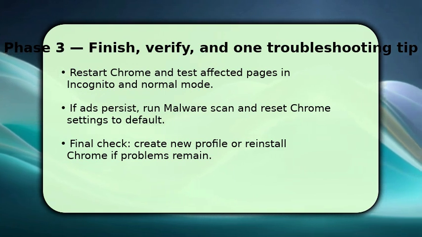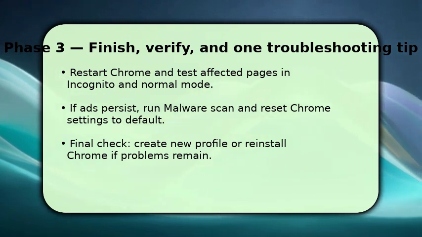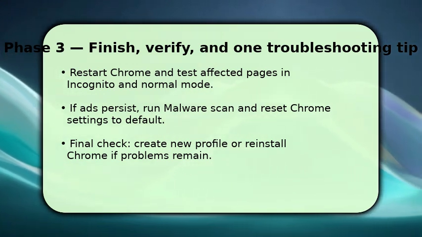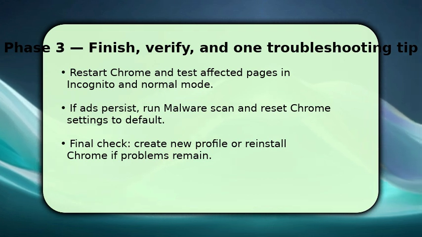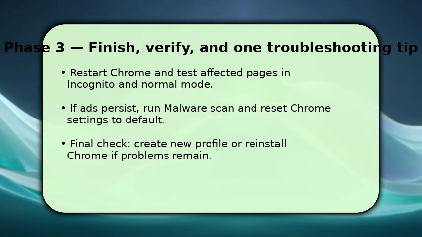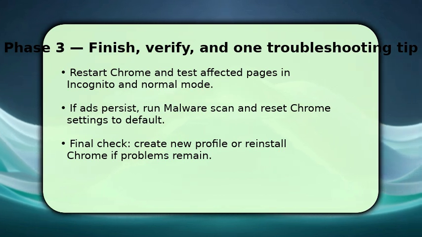Next, reset Chrome to default settings to remove hidden changes. If issues still continue, create a new user profile or reinstall Chrome. That replaces corrupted profiles and usually resolves stubborn ad problems.